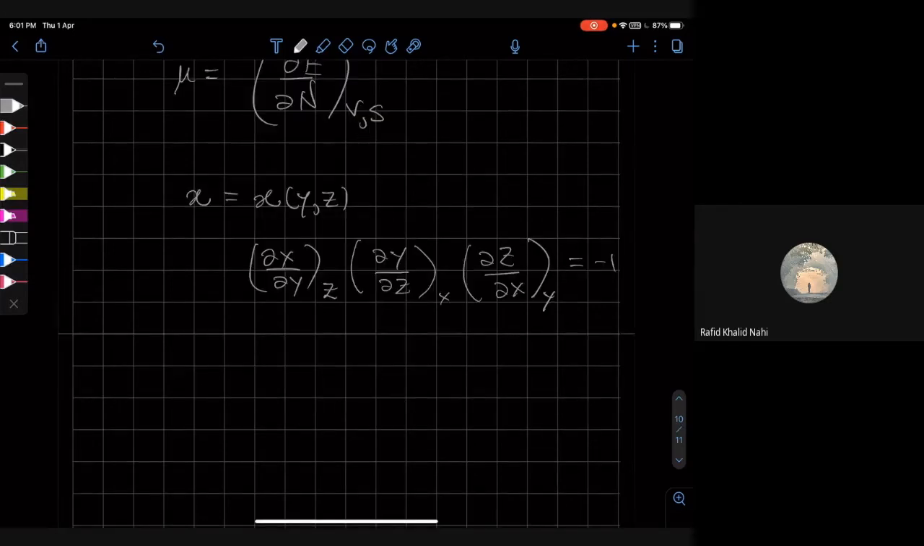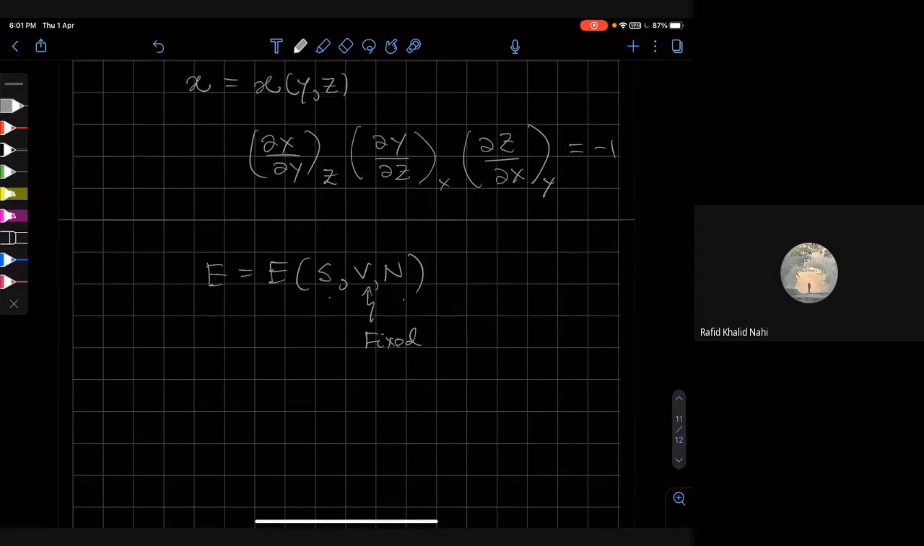Now what we can do is that we can take E, which is a function of entropy, V and N. So I'm just inverting the expression. Instead of S being a function of E, V, and N, I'm writing E as a function of S, V, and N. And what we can do is that we can fix V. So V is fixed, then E is just a function of S and N, right? And you can think of it the other way too. You can think of S as a function of E, V, and N, and you're fixing V.